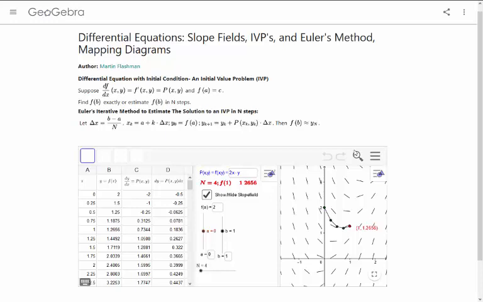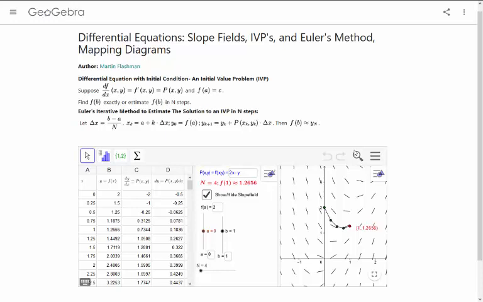Euler's method is an iterative process for estimating the solution to an initial value problem in a particular number of steps, n steps. It does this by first breaking the interval between the beginning and the terminal numbers into equal steps of length (b minus a) over n, where a is the initial value and b is the value you're trying to solve for. And that gives us a sequence of points, numbers, between a and b of equal length.